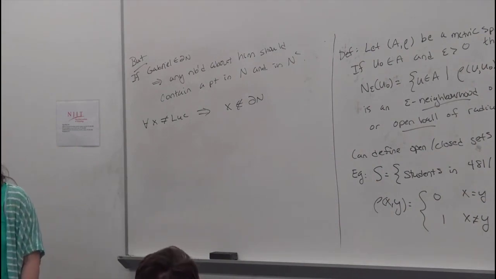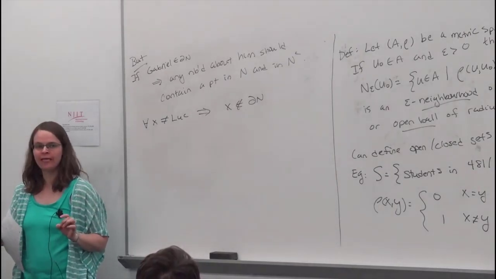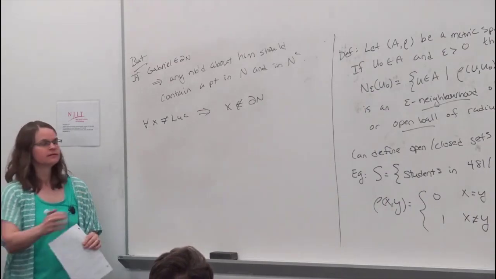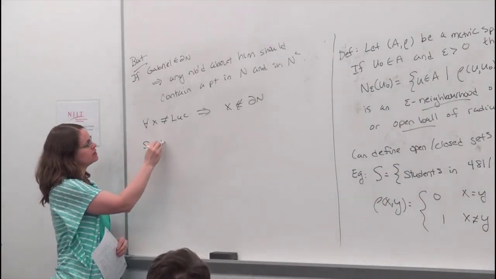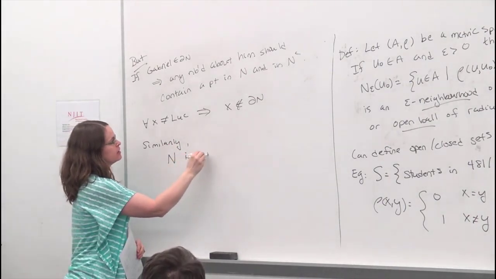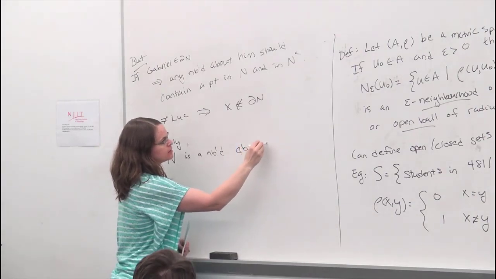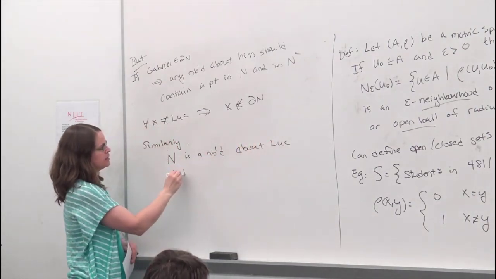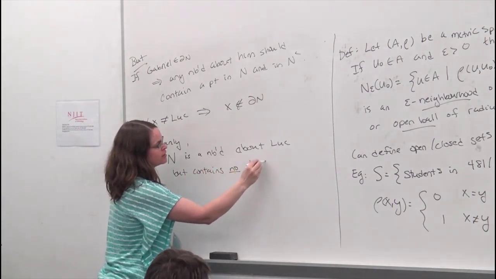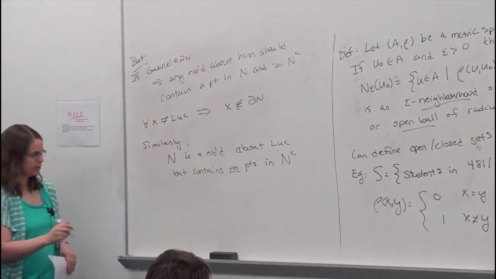You've seen the problem here too. Luke can't be in his own boundary for the same reason, because I can draw a neighborhood around him that contains him, but has nothing that's in N complement. Right, so similarly, N is a neighborhood about Luke, but contains no points in N complement. So actually, you're not in your own boundary either.